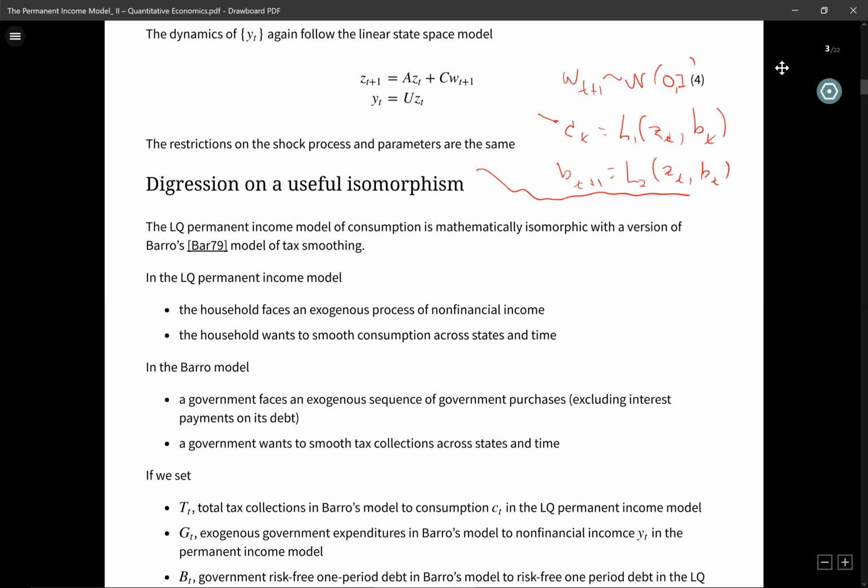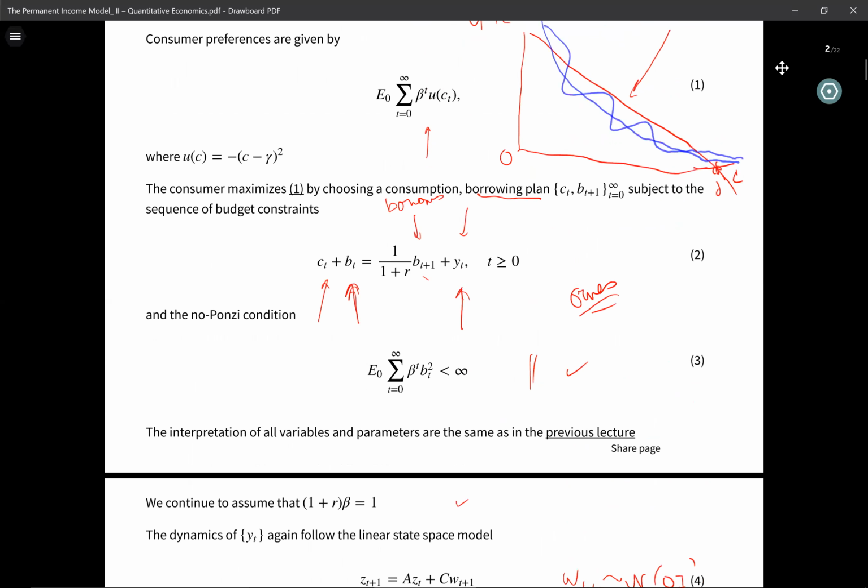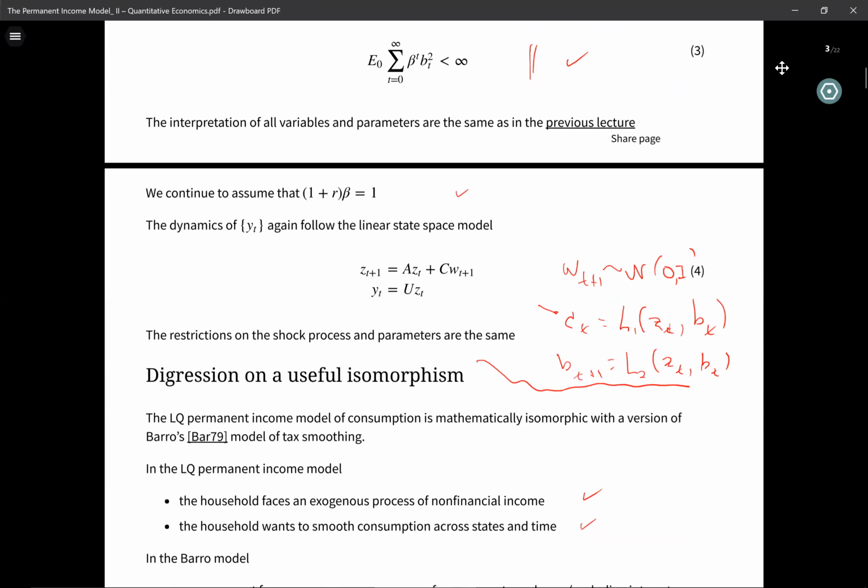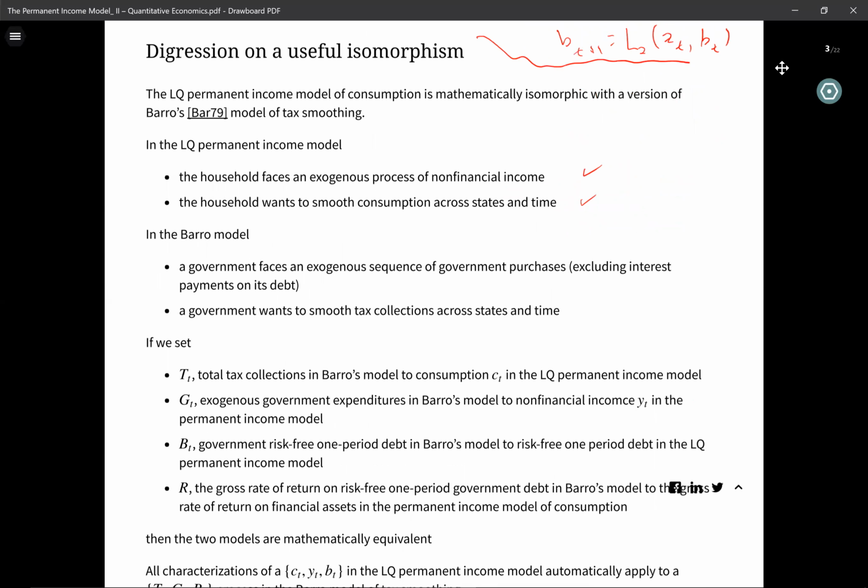So in the LQ permanent income model, the household faces an exogenous process of non-financial income, and he wants to smooth consumption across states and time. Why does he want to do it? Well, when we built in this objective function with this quadratic U, he has a preference for smoothness of consumption. So in Barro's model, what's the deal? The government's going to face an exogenous sequence of government purchases, excluding interest payments.